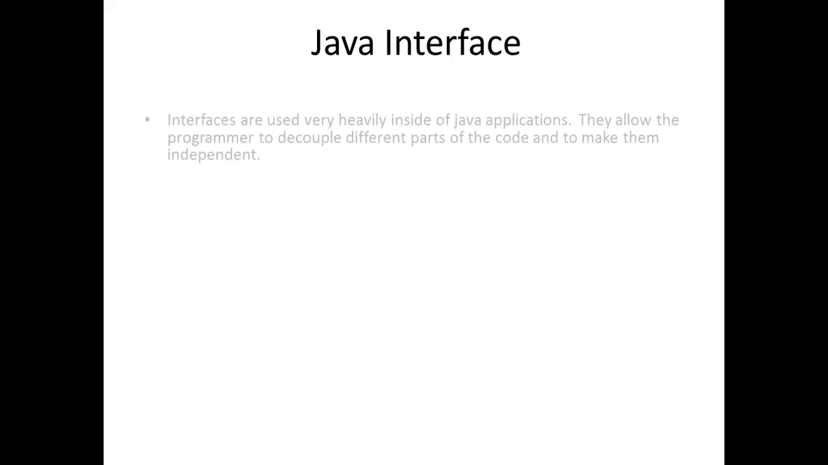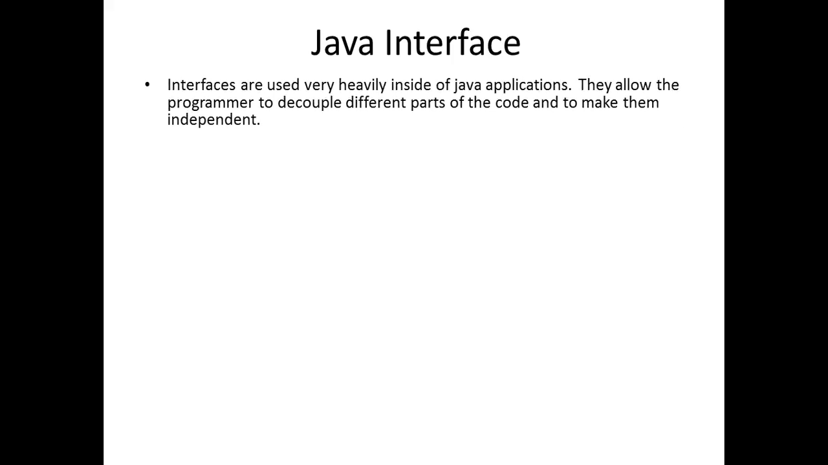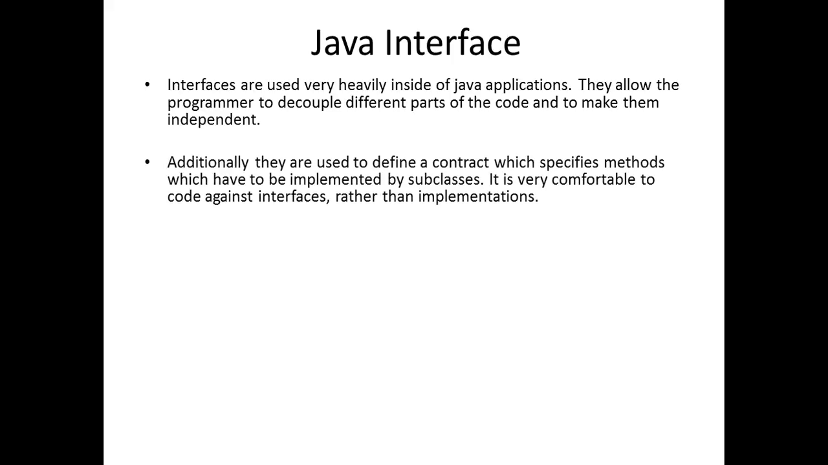Java interface. Interfaces are used very heavily inside of Java applications. They allow the programmer to decouple different parts of the code and to make them independent. Additionally, they are used to define a contract which specifies methods which have to be implemented by subclasses. It is very comfortable to code against interfaces rather than implementations.